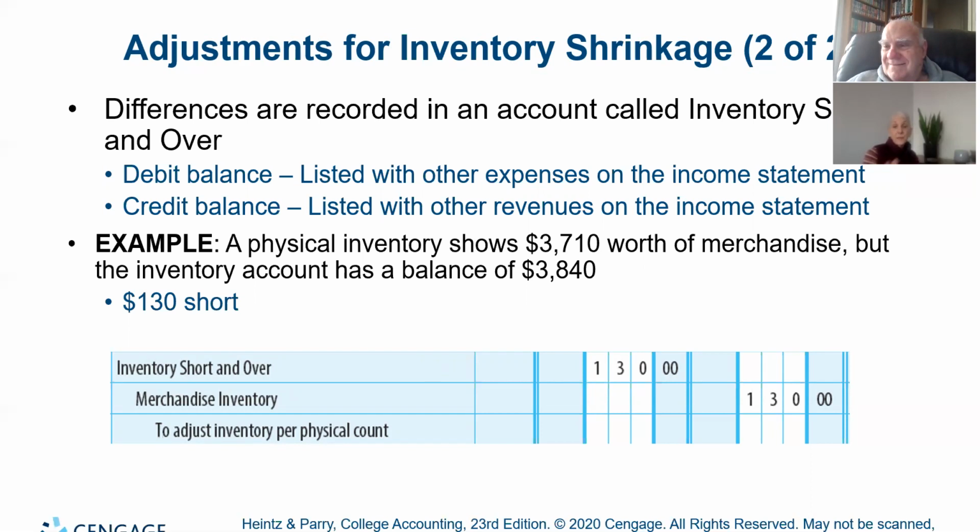Well, in case the reverse is true, and you're exactly right. What if you go out there and the perpetual says we have 50 of these, and now we count them, and we got 55. Isn't that great? Then you would debit the merchandise inventory and credit that account. Absolutely right.